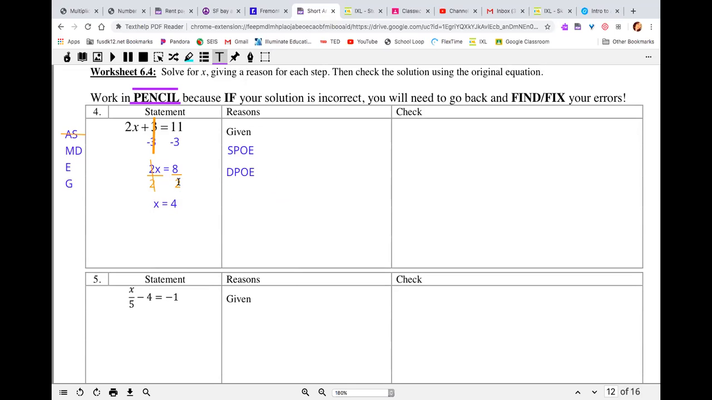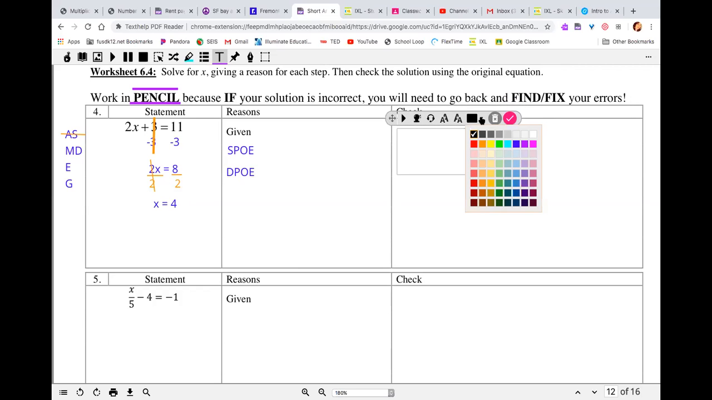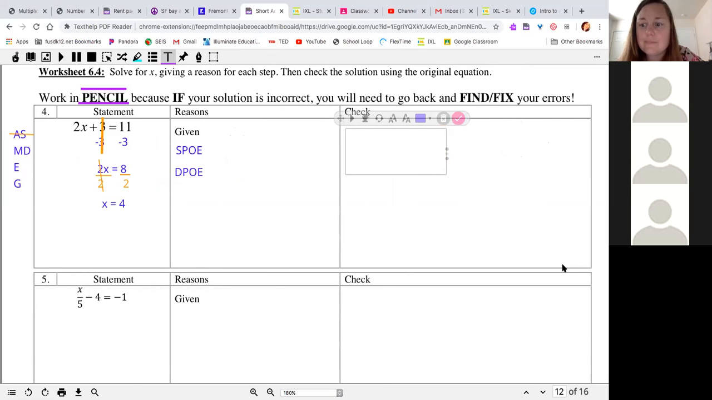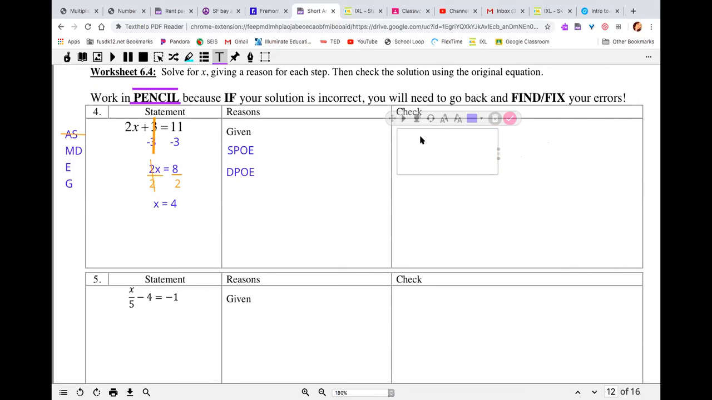All right, so this was a 2-step equation. She subtracted and then she divided. We got x equals 4. And now what do I do over here on the check side? I don't have any clues or hints over here to tell me. Jolene, do you know what I do? Rewrite the problem. Good, okay, I'm going to rewrite the problem. With my answer 4, so I'm writing 2 times 4 plus 3 equals 11.